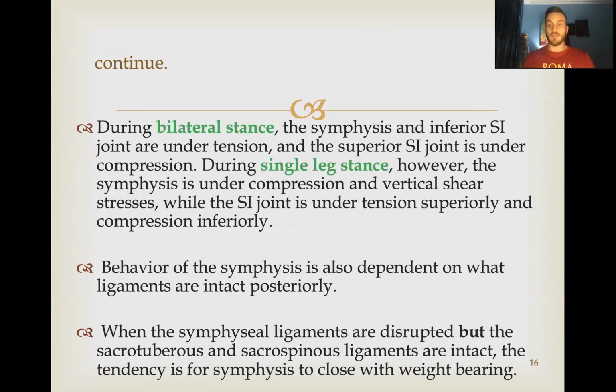During bilateral stance, the symphysis and the anterior sacroiliac joint are under tension. So when you are standing on both limbs, you can find that the symphysis pubis and the inferior sacroiliac joint are under tension. But when you are standing on one leg, the symphysis pubis is under compression and vertical shear stress. So in the double stance phase, there will be tension on the pubic symphysis. If you're standing only on one limb, there will be compression and vertical shear. So there will be some rotation. Look at this movement. So vertical shear. This is what's happening when you're standing on one limb.